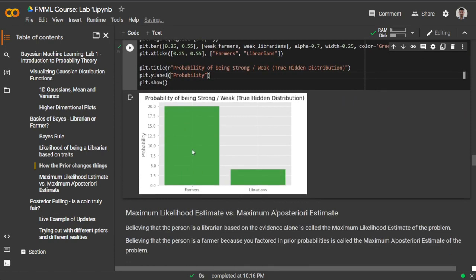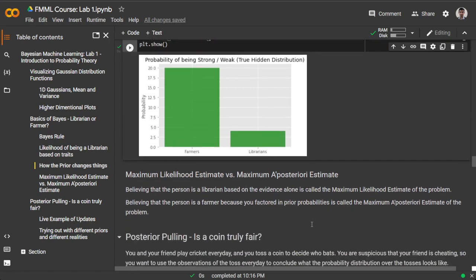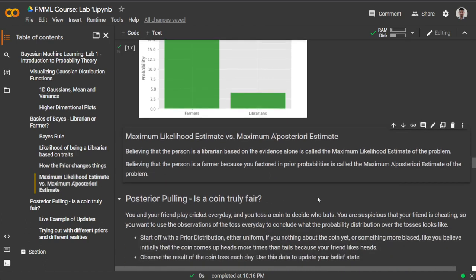And therefore, if you see such a person, just because you know that there are more farmers in the world, you should still most probably guess that this person is a farmer, even though it goes against human intuition based on the facts that have been presented to you for this question. The same example has been discussed in greater detail in a 3Blue1Brown video, which is linked at the end of this lab.